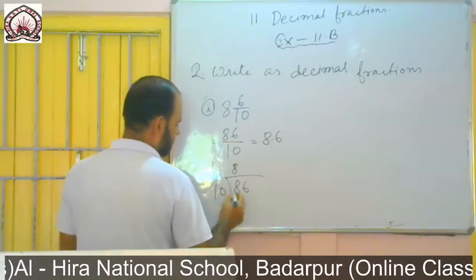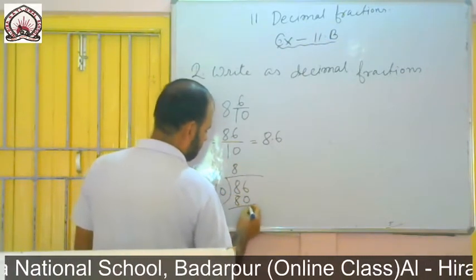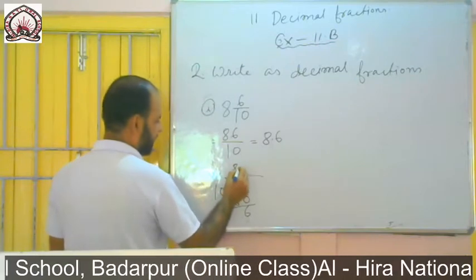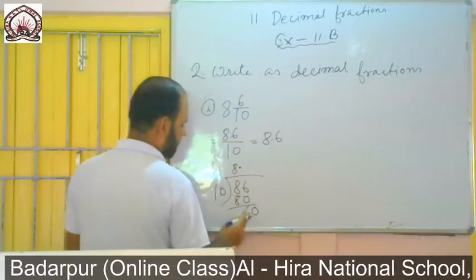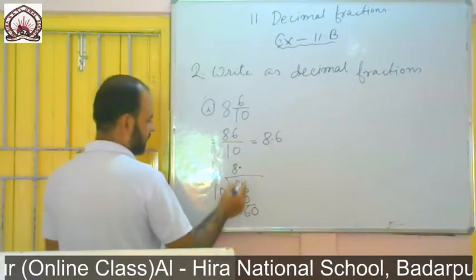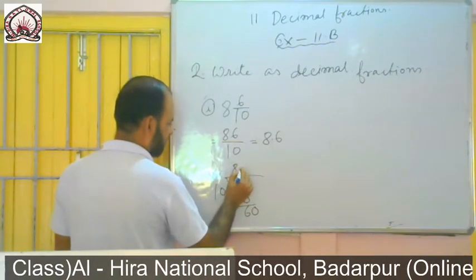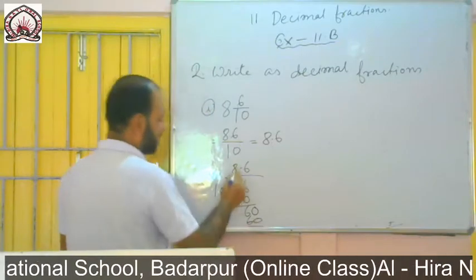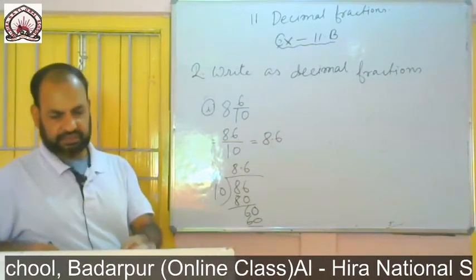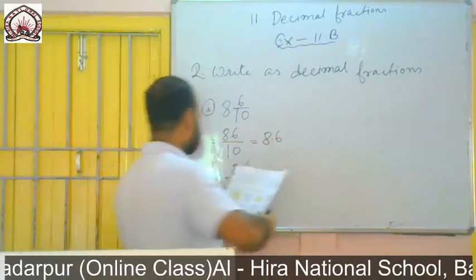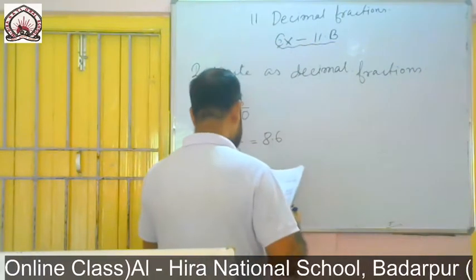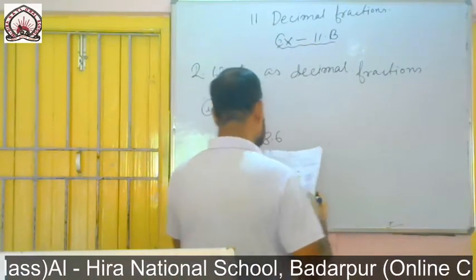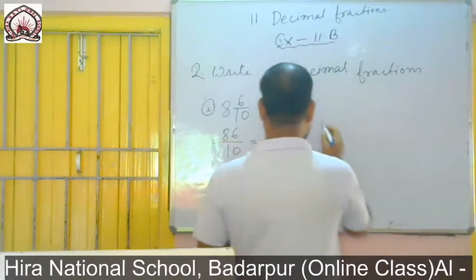10 times 8 is 80, remainder 6. Give a point and add a 0, so there is 60. 10 times 6 is 60. So the answer is 8.6. Next question number J.